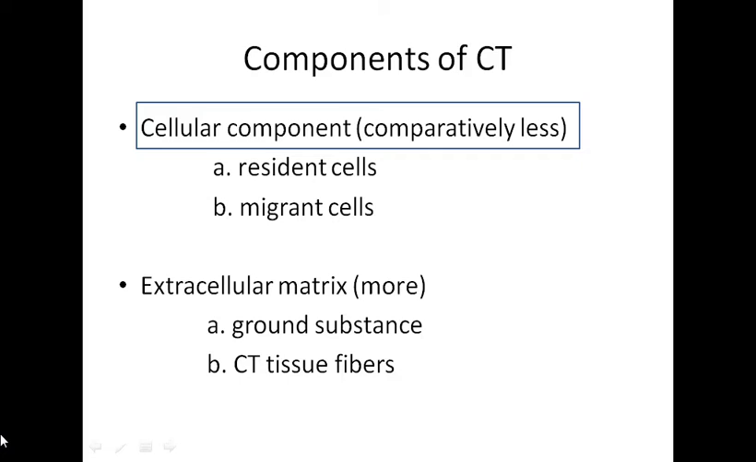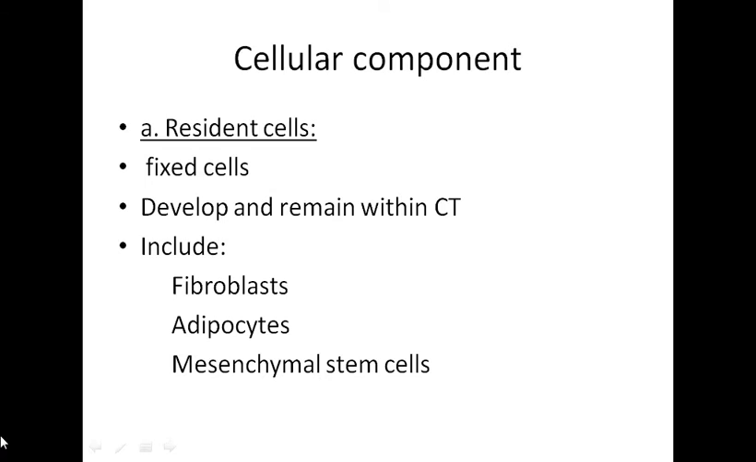Then we have the extracellular matrix, within which we have the ground substance and the connective tissue fibers. So let's move to the resident cells first. The other name for resident cells is fixed cells, right? Means they are already there, fixed. They are non-motile, means they are not moving from one place to another. They develop and remain within the connective tissue at the same place.